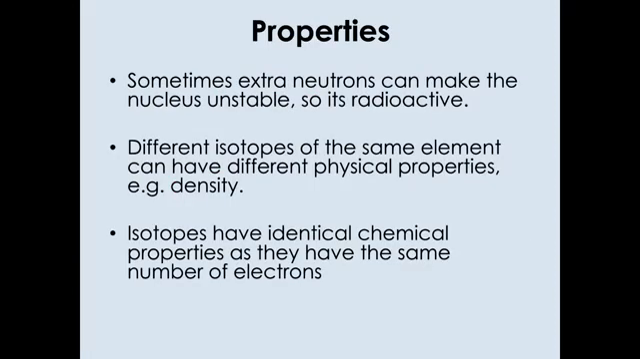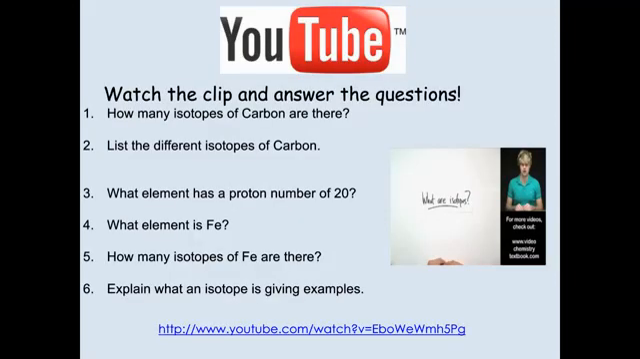So we've already talked about this. Sometimes the extra neutrons can make it unstable, so they can make it radioactive. So carbon-14 is radioactive, for example. Tritium, which is hydrogen with 2 neutrons in, is radioactive. So they might have different physical properties, such as density, but they're going to have identical chemical properties because they've got the same number of electrons. So what I want you to do now is, there's 6 questions there, and there's a YouTube video for you to watch. So watch that YouTube video and then answer those 6 questions.